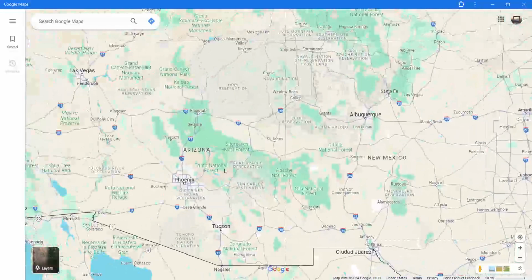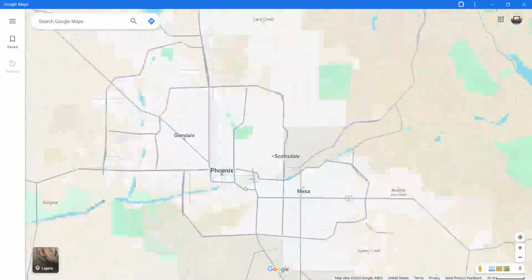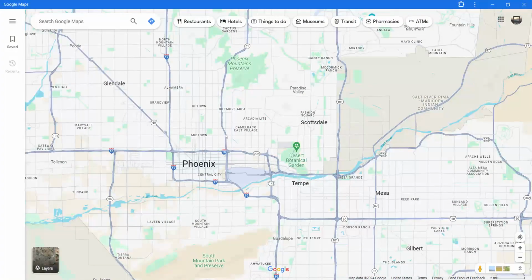Moving over to the neighboring state of Arizona and its capital, Phoenix. Phoenix, Arizona.